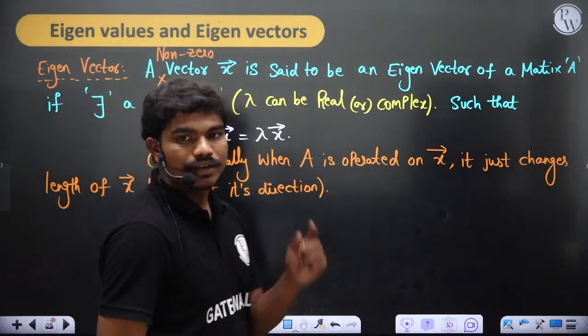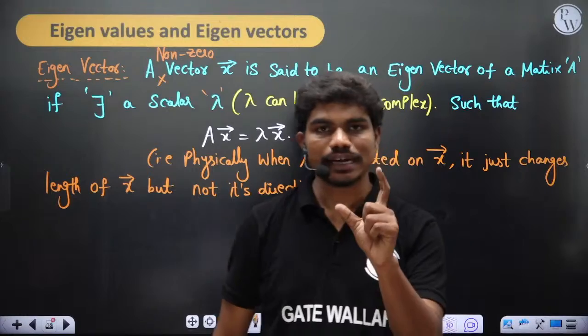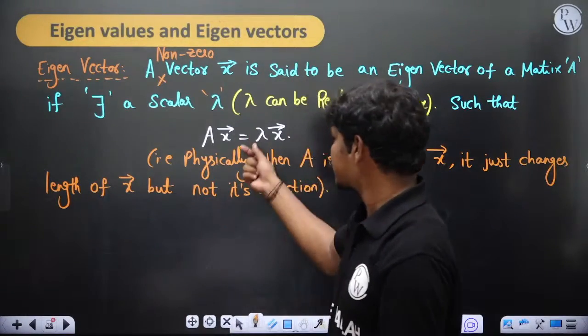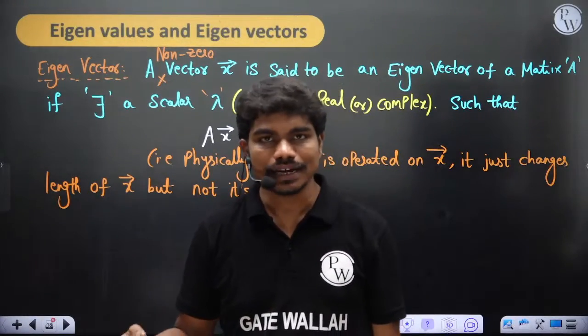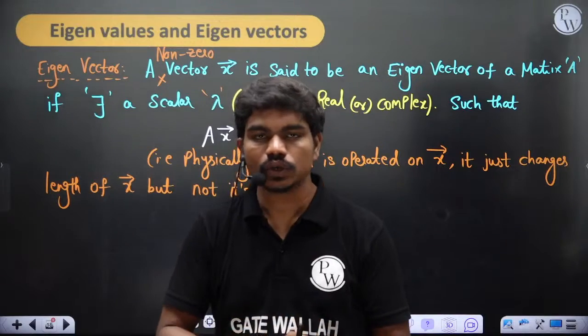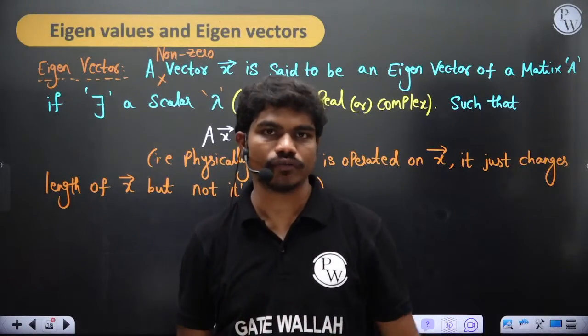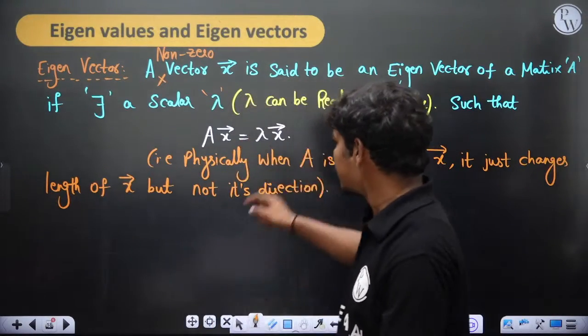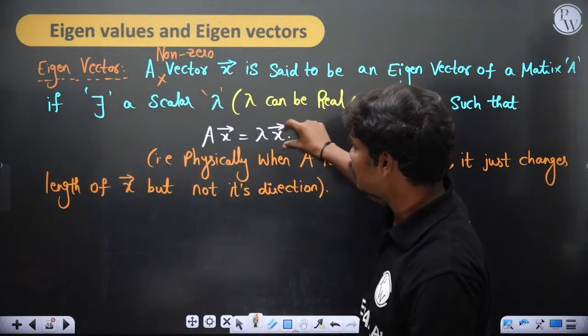Because you can see, whenever you multiply any vector x bar by a number, a scalar, say lambda, ultimately it will just change the length. It will not actually perform a rotation of the vector. So clearly lambda times x will be in the same direction as that of x.